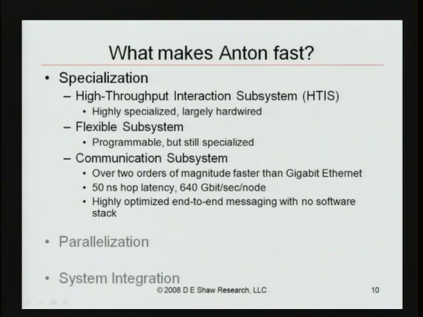So what makes Anton so fast? First of all, as I said, the high throughput interaction subsystem, which does the particle-particle interactions. The flexible subsystem, which is programmable, but it's still specialized specifically for the types of calculations, which are mostly geometry-based, that molecular dynamics requires. And the communication subsystem, which takes care of being able to rapidly move data between the local node and the neighboring nodes, because each node needs to interact its particles with particles on nodes around it, and that needs to happen at a very high rate of speed.